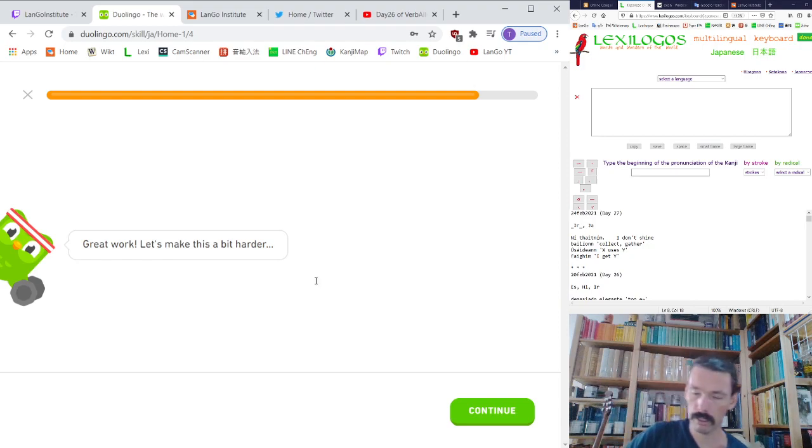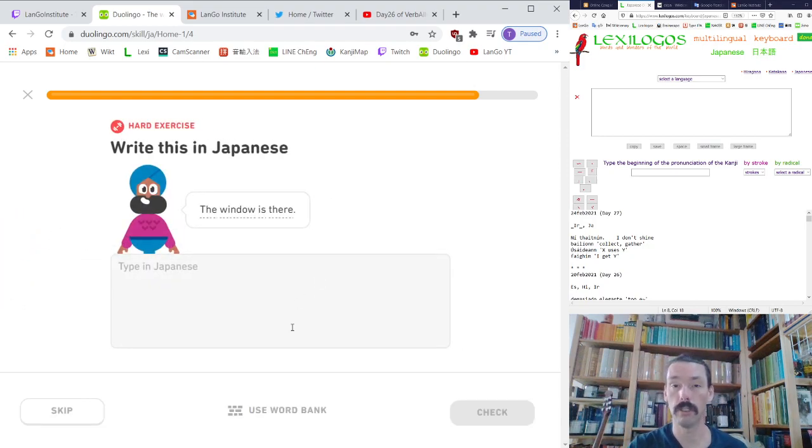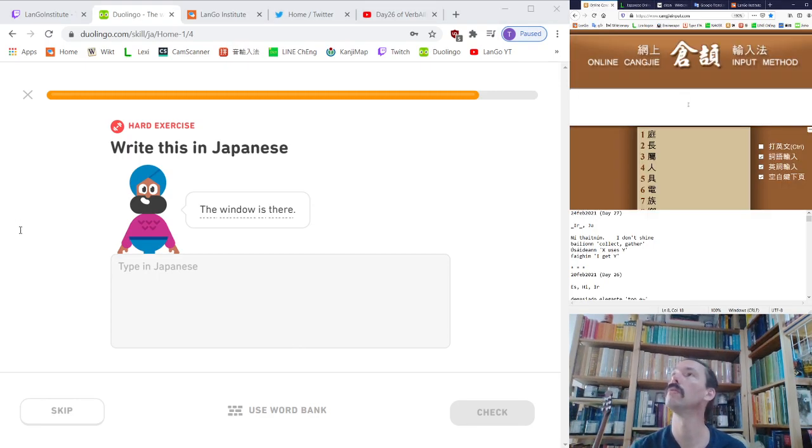Good, the window is there. Mado wa. Okay, this mado might be a little tricky to get because they write it differently in Japan and China. But let's try. What if we do it this way? No. All right, let's put the Chinese form.